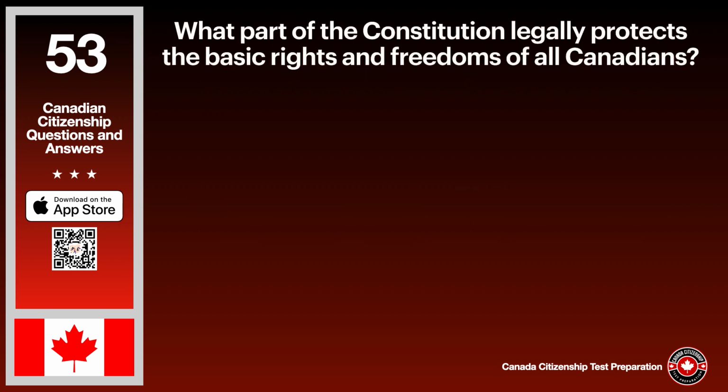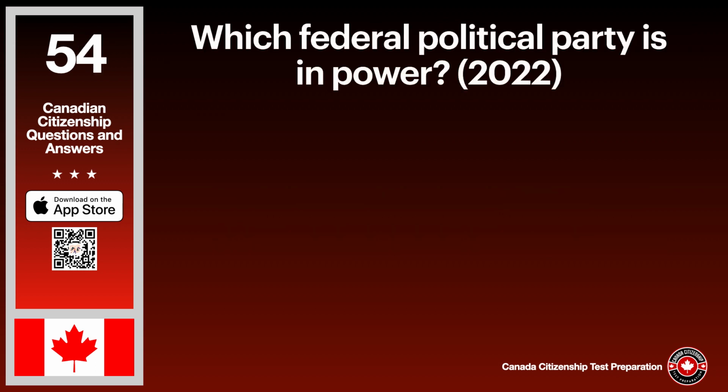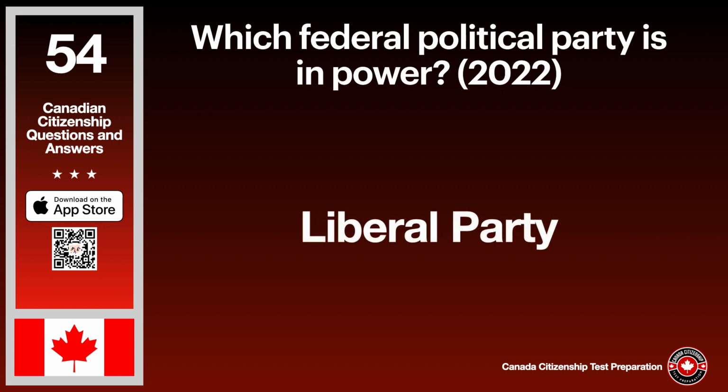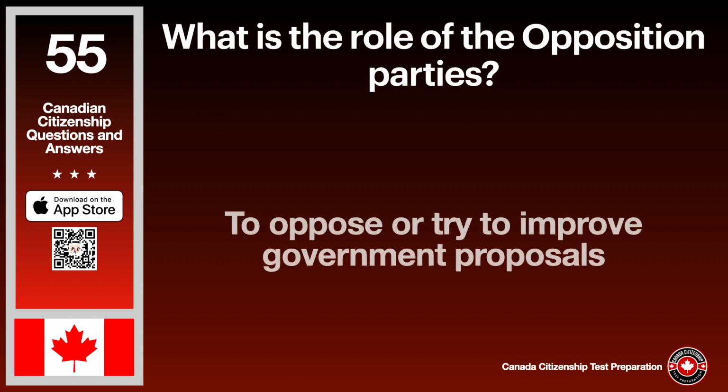What part of the Constitution legally protects the basic rights and freedoms of all Canadians? The answer is the Canadian Charter of Rights and Freedoms. Which federal political party is in power? 2022. The answer is Liberal Party. What is the role of the opposition parties? The answer is to oppose or try to improve government proposals.